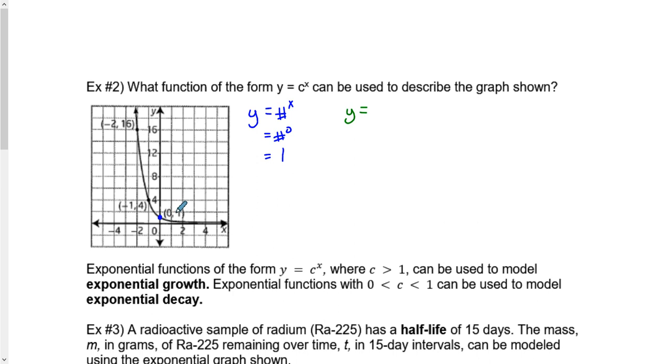So again, this is a bad point. We need to find a number that when raised to the power of -1 is going to equal 4, because that's what that point is telling us. Some number raised to the power of -1 is going to give us 4. The exact same number when raised to the power of -2 is going to have to give us 16.